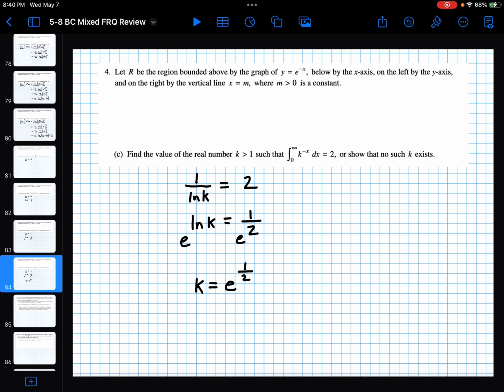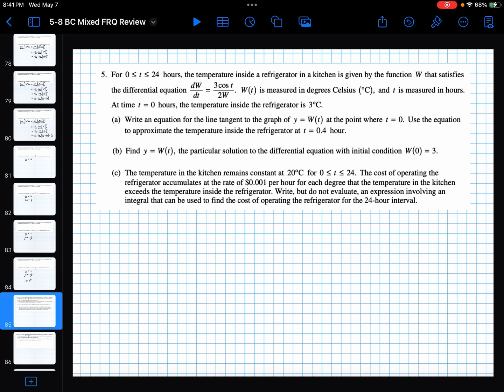to the 1/2 power. If you show those steps, it's really enough, but you could, again, write a sentence, the value of the real number k greater than 1, such that the improper integral equals 2, is e to the 1/2 power. Right? That is question 4, and on to question 5.